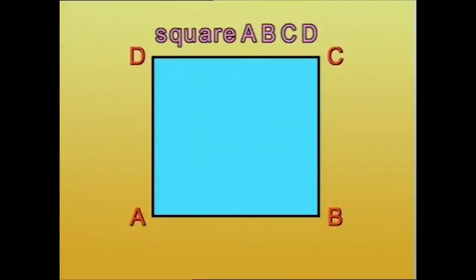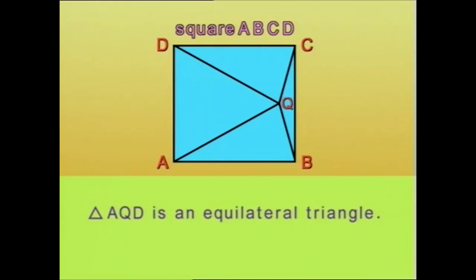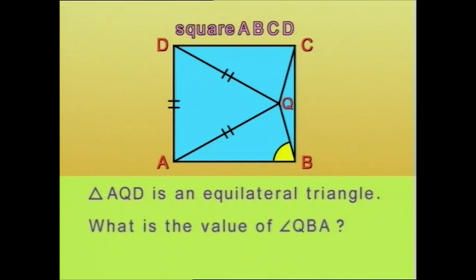ABCD is a square. It's known that triangle AQD is an equilateral triangle. So, what is the value of angle QBA? I'll give you a few hints. What's the value of the interior angles of equilateral triangles? Is triangle ABQ an isosceles triangle? What are the characteristics of base angles of isosceles triangles? And don't forget, ABCD is a square.